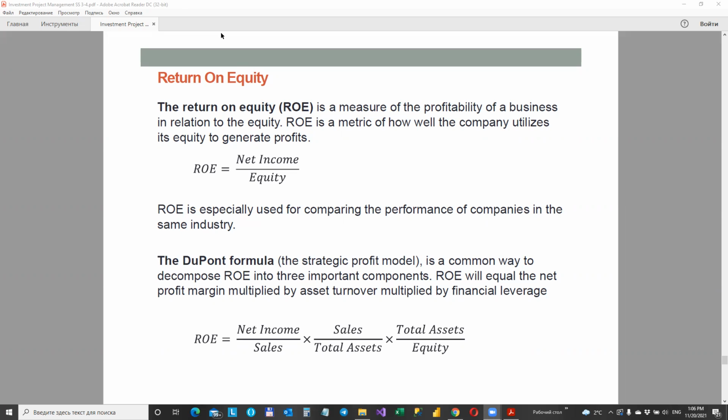Return on equity measures how many dollars of profit are generated for each dollar of shareholders' equity. ROE is a metric of how well the company utilizes its equity to generate profits. ROE is especially used for comparing the performance of companies in the same industry.